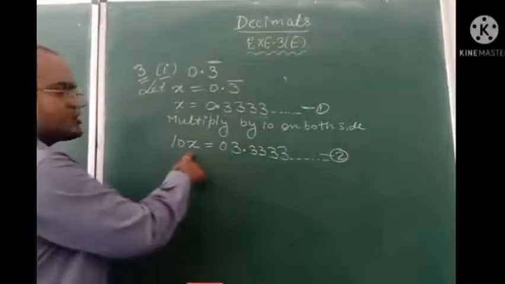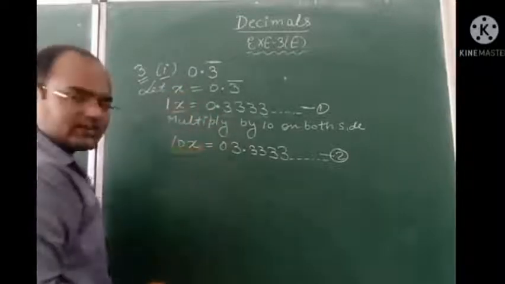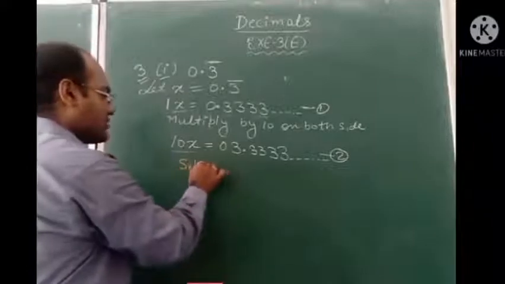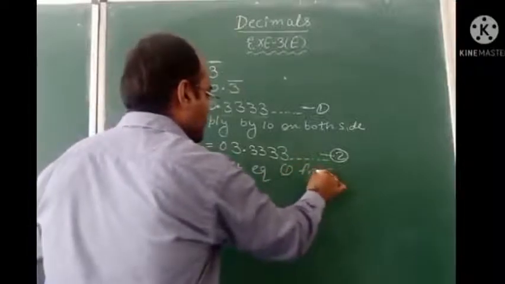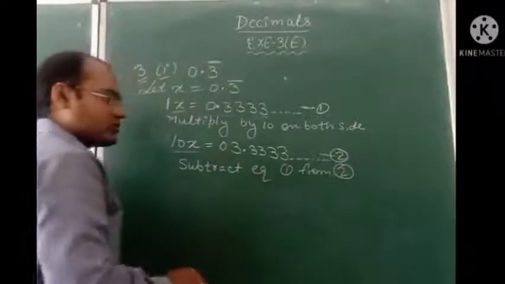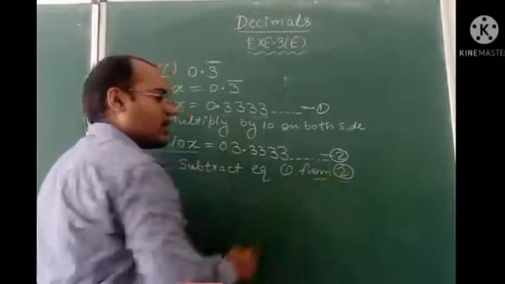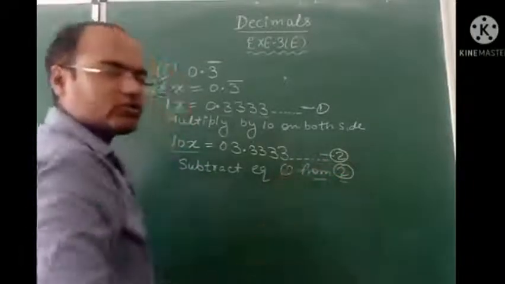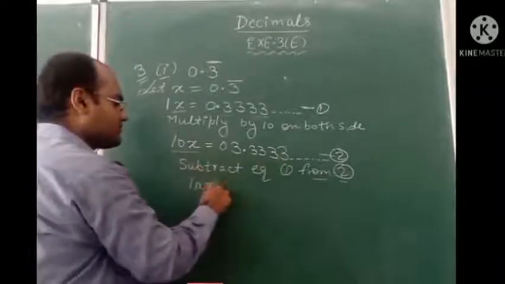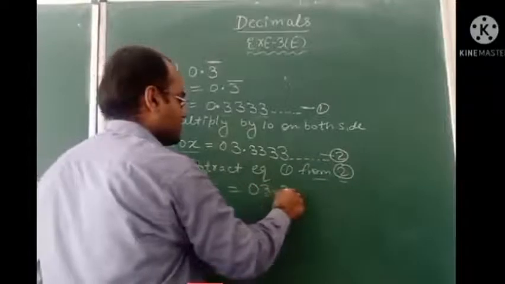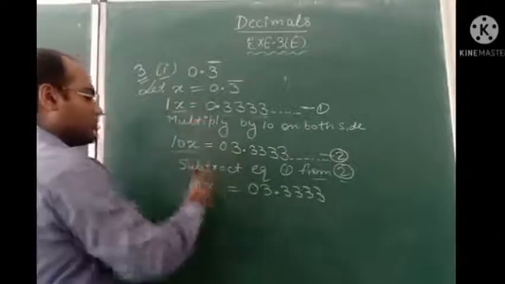Now this equation is greater because in this 10x is written, and this equation is smaller because in this 1x is written. So we have to subtract equation 1 from 2. We have to subtract equation 1 from 2, and the subtract rule is that the equation which is written after, from which equation is it written? Second equation. So that equation we have to write in the beginning. First we will write this second equation, and then in the next line we will write the first equation.